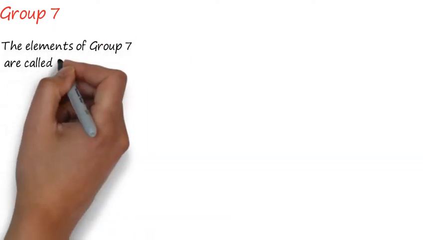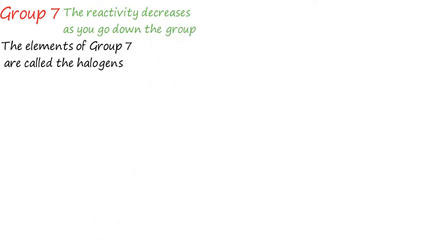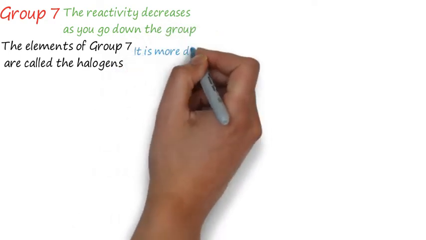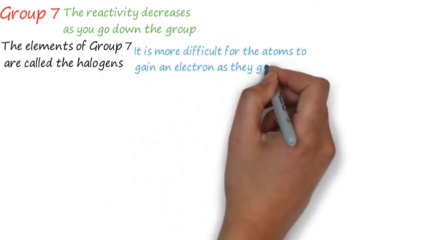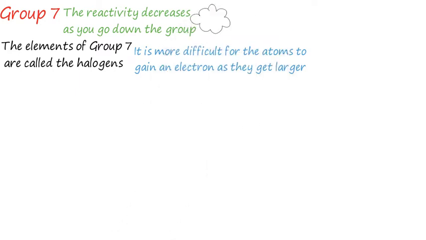The elements of group 7 are called the halogens. The halogens are a group of reactive non-metals. The reactivity of these elements decreases as you go down the group. This is because it is more difficult for the atoms to gain the electrons they need as they get larger. To demonstrate the descending reactivity of the halogens, we will look at the reactions of fluorine, chlorine, bromine and iodine with iron wool. Fluorine reacts instantly and violently.